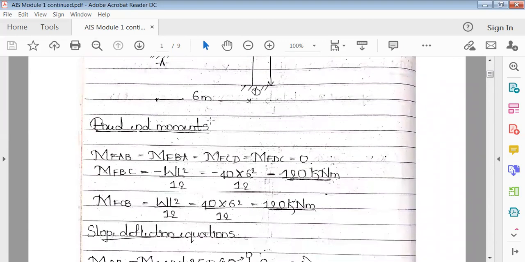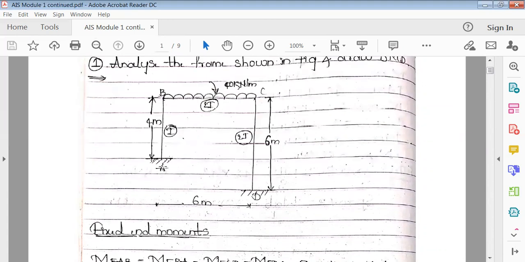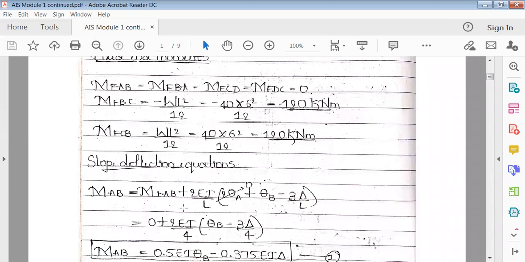Next is again using the slope deflection equation, the same thing we have done before. You'll again use the slope deflection equation, that is MAB is equal to MFAB plus 2EI by L, into 2 times theta A plus theta B minus 3 delta by L. So substitute all these values.